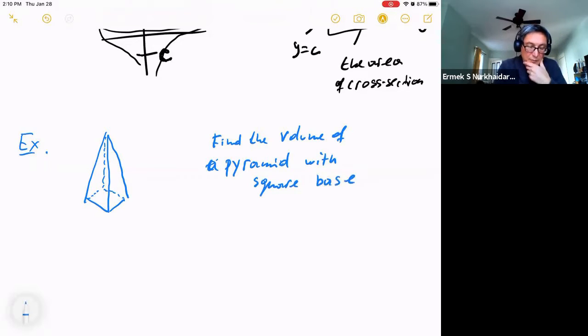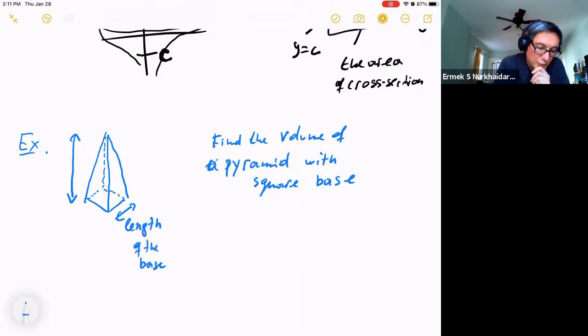So let's look at the pyramid. For the pyramid, I need to know two things. I need to know the length of the base, and I need to know the height. So I guess I need two numbers.